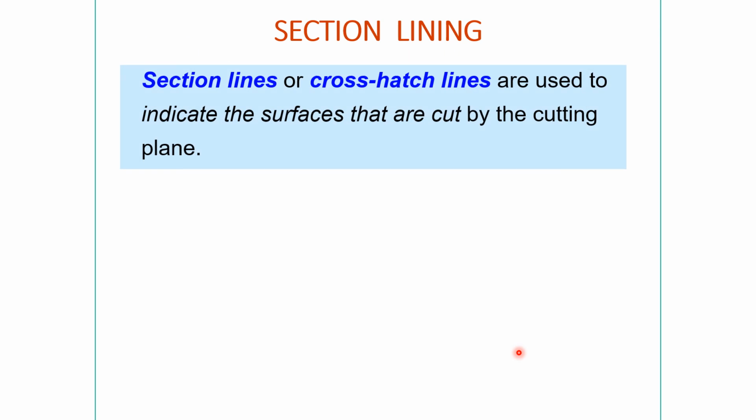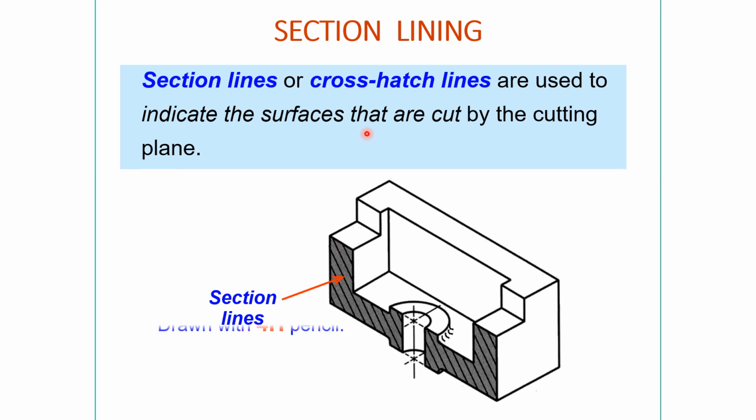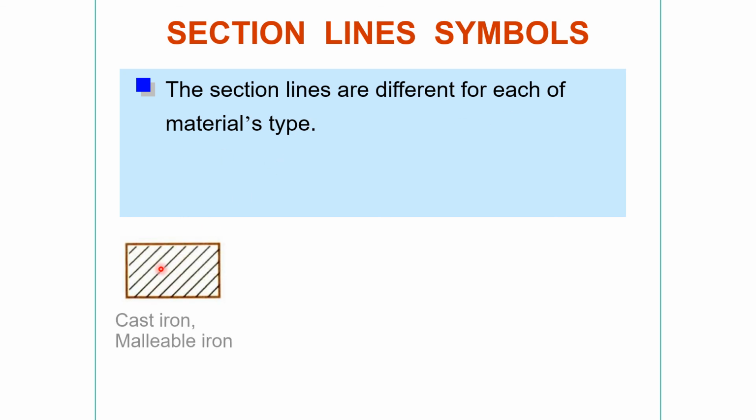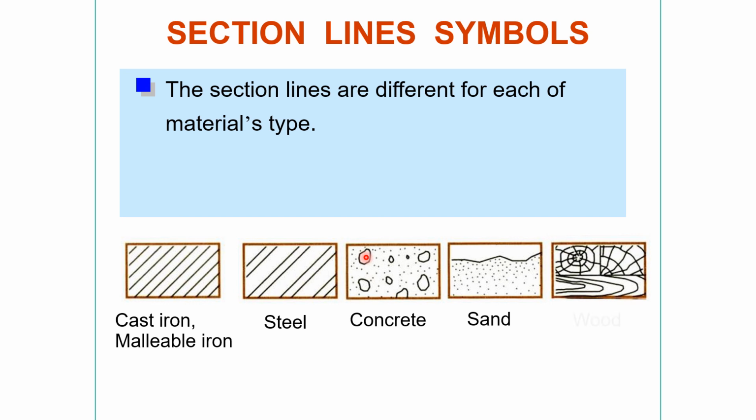Section lining or cross hatch lines are used to indicate the surfaces that are cut by the cutting plane. Here we have used the cross hatch lines or section lines to show that this plane is a cutting plane. The section lines are different for each material type. For example, this one for cast iron, for steel closer lines with a gap, for concrete, marble or crushed stone with dots, sand just with dots, wood with this type of pattern.